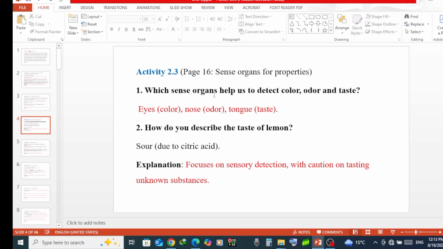So which sense organ helps us to detect color, odor, and taste? It's quite obvious that for color we use our eyes, nose for odor, and tongue for taste. How do you describe the taste of lemon? Yeah, the taste of lemon, as is well known, is sour due to the citric acid. The taste of acids is sour. Since lemon is an acidic substance, its taste will be sour.